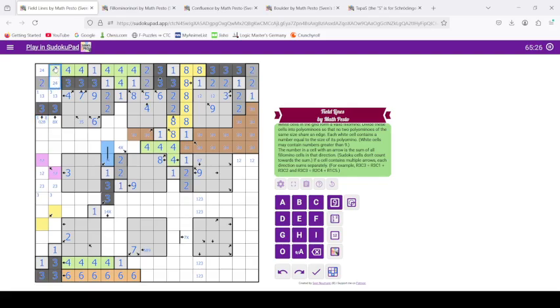This is a 4, 9, 10, or 12. This is a 4, then 11, 12, or 14.